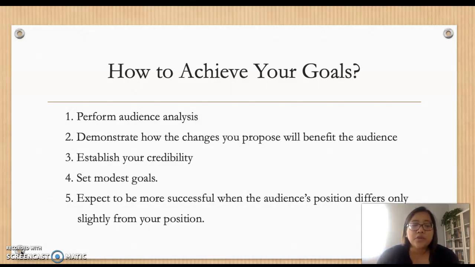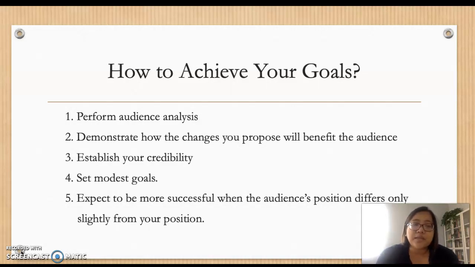It's also important for you to demonstrate how the changes you propose will benefit the audience. If you don't think about the audience and their needs, they're not going to be convinced by you. So it's important that in our session where we brainstorm ideas for persuasive speech, you talk to one another and discuss your topic with your audience, so that you know exactly how you can demonstrate that the changes you propose benefit them.